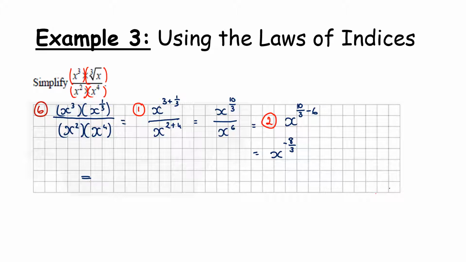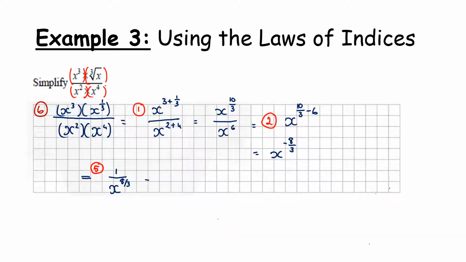So I'm going to use law 5. And remember, law 5 was about the negative powers, and it said if I have a negative power, it becomes 1 over x to the positive power, which becomes 1 over x to the power of 8 over 3.